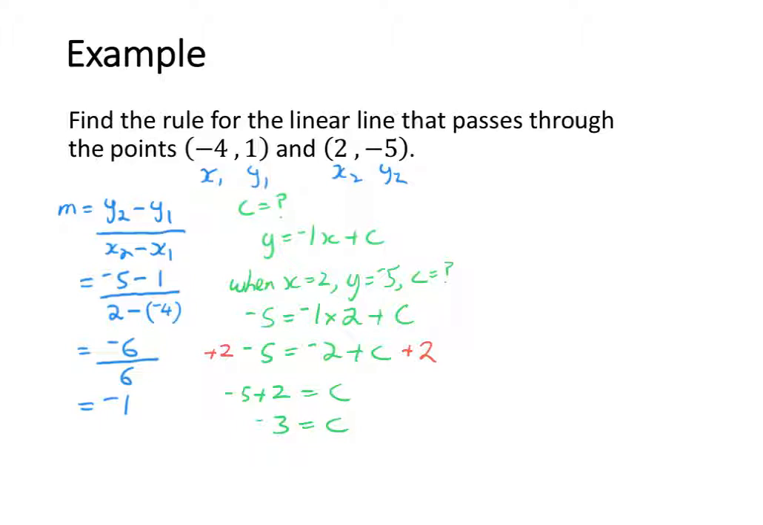So now that I've got my gradient and my y-intercept, I can complete my final step and substitute it into the general rule of y equals mx plus c. So substituting in that gradient and y-intercept value is going to be y is equal to -1x plus -3. And I can write that as -x, because I don't need the 1, minus 3. So my rule for a line that passes through the points (-4, 1) and (2, -5) is y is equal to -x minus 3.